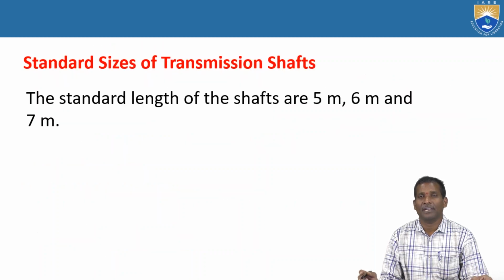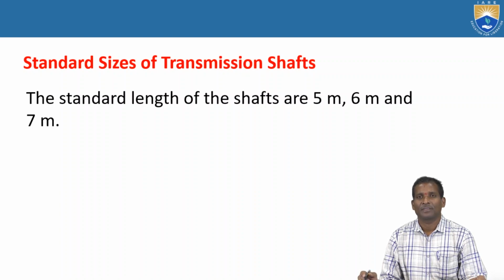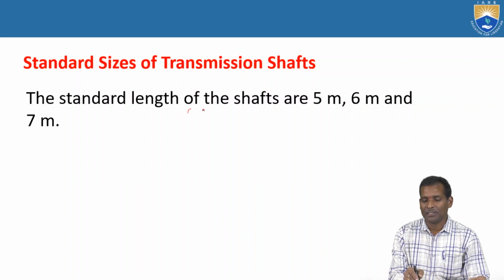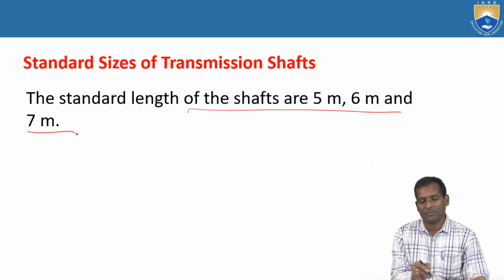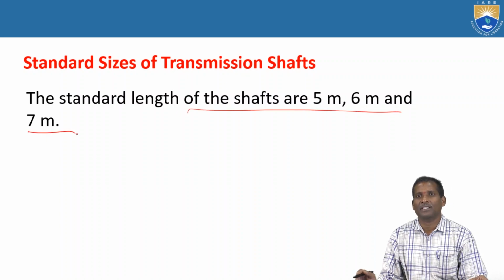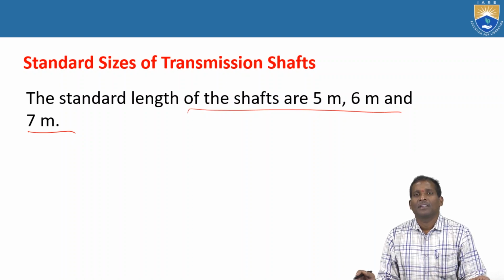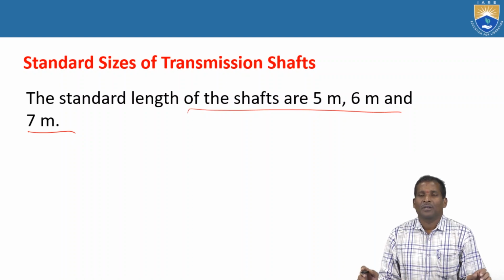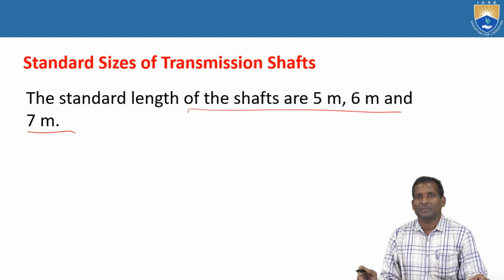So what are the standard sizes of transmission shaft? The standard lengths of the shafts are 5 meters, 6 meters and 7 meters. As per design standards, you have to use the lengths 5 meters, 6 meters and 7 meters. And what is the diameter of the shaft?